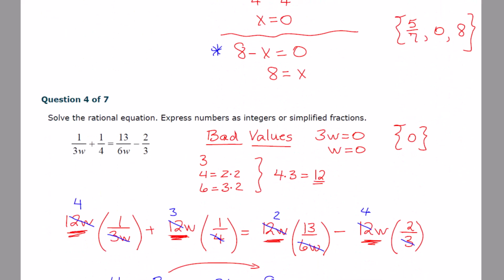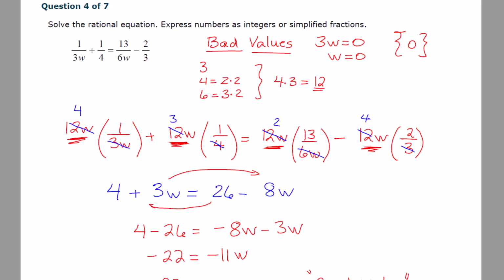Question 4. All right, question 4. Notice this equation has numbers in the bottom, but it also has variables. So the first thing I'm worried about, since there are variables, are there any bad values? Well, let's see. Yes, 3 times 0 would be 0. 6 times 0, well, that's 0 as well. So the bad value is 0. If we happen to get that as an answer, I'm going to throw it away.